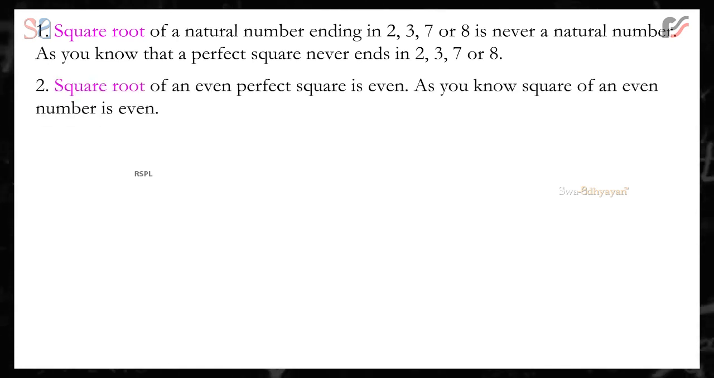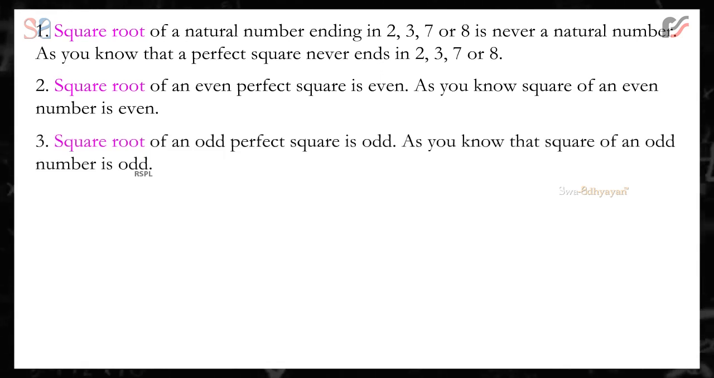2. Square root of an even perfect square is even. As you know, square of an even number is even. 3. Square root of an odd perfect square is odd. As you know that square of an odd number is odd.